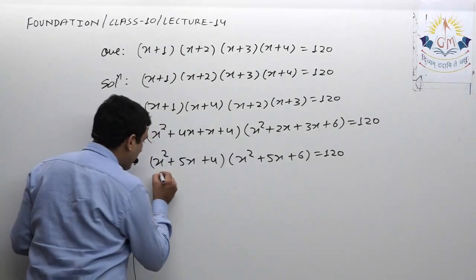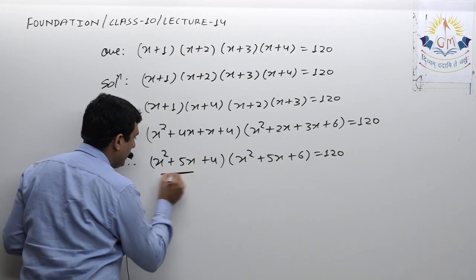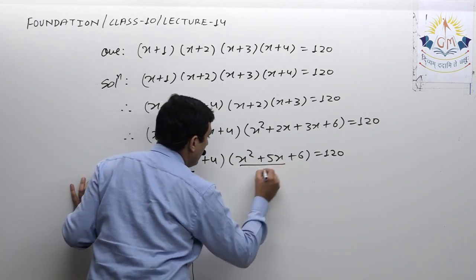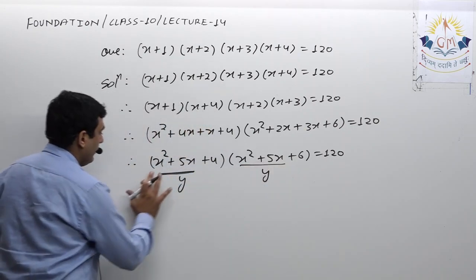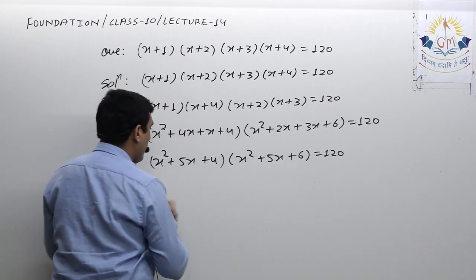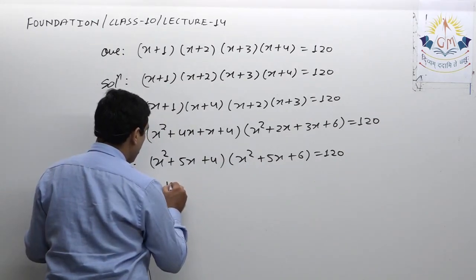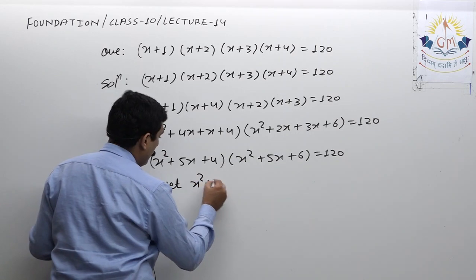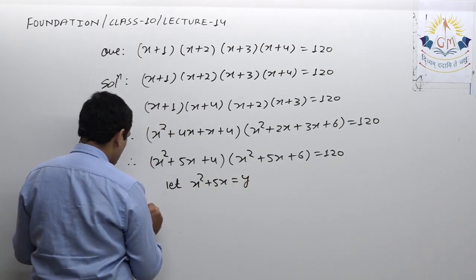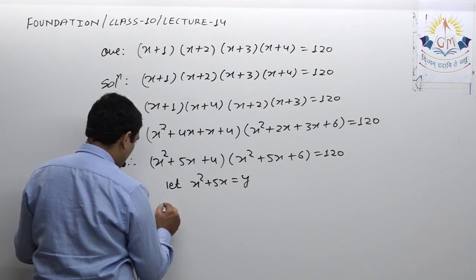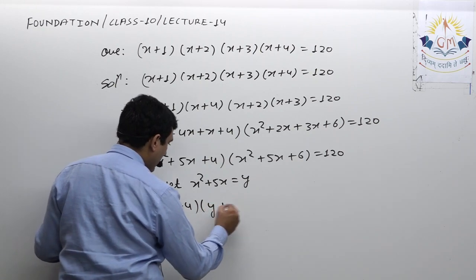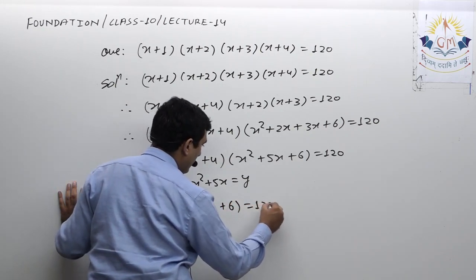Now what I will do is replace this term, x square plus 5x, by y. Similarly I will replace this one by y. By doing this we'll get a quadratic equation in y. So let x square plus 5x be equal to y.